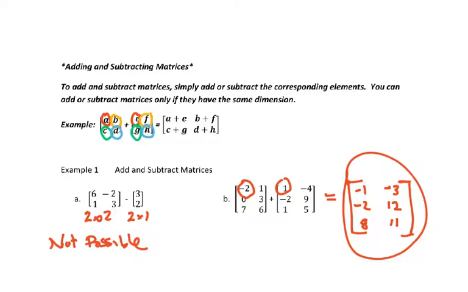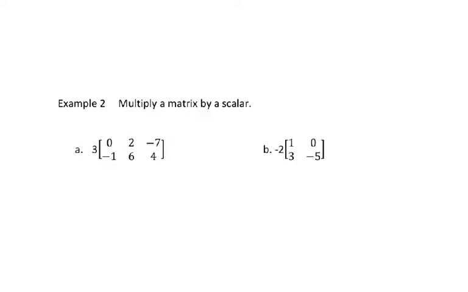Easy enough. When we are multiplying by a scalar, it's like distributing. It's like multiplying every single thing inside parentheses. Just these parentheses are a little more square. Everything in there is going to get multiplied by this number.